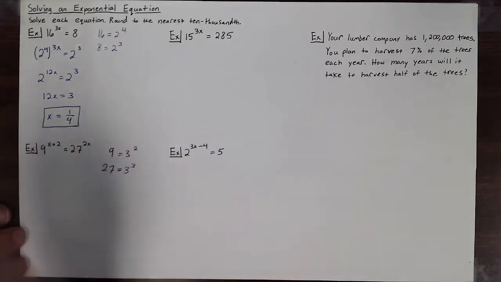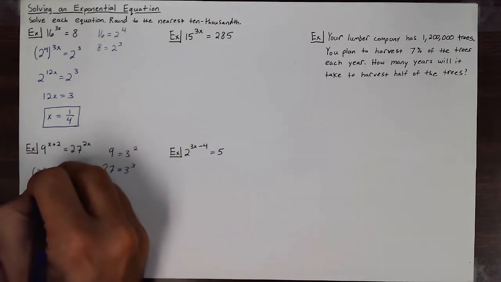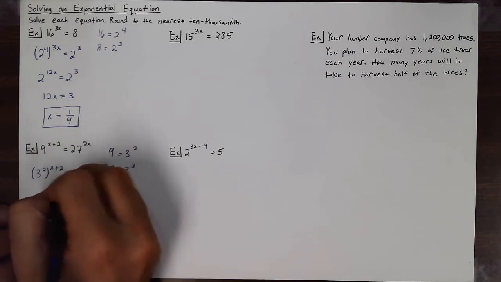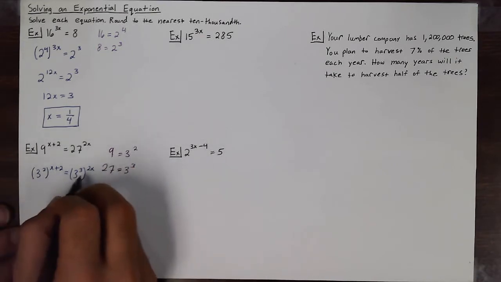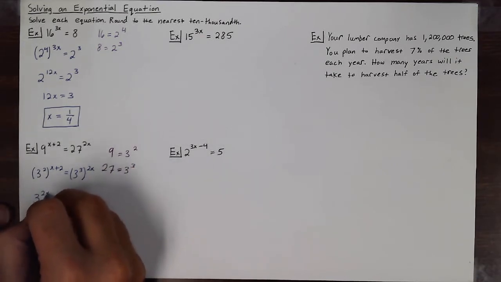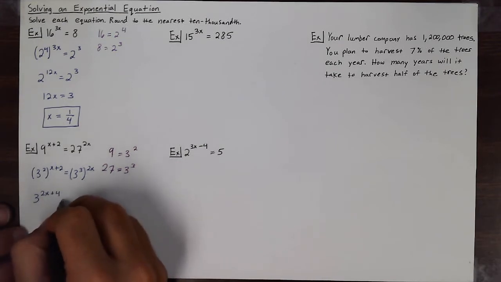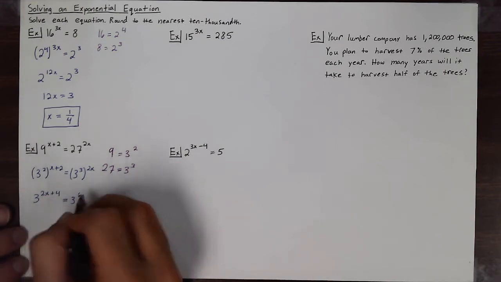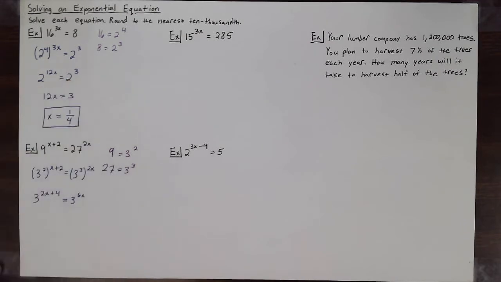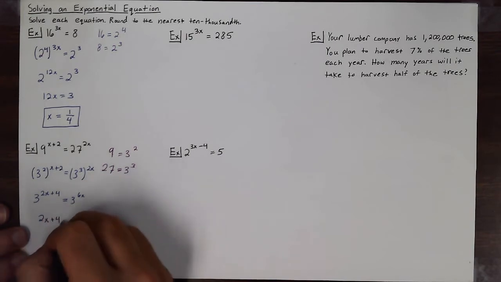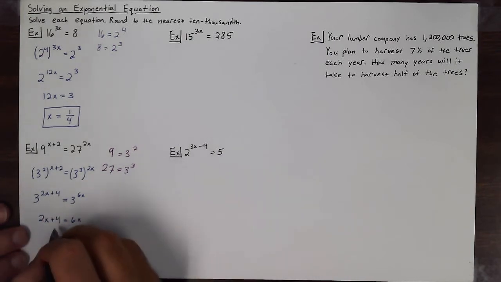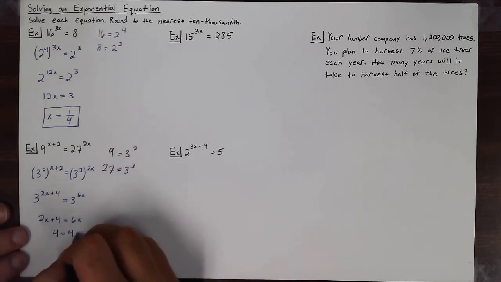So I go back to my equation, rewrite 9 as 3 squared to the x plus 2 is equal to 3 cubed to the 2x. Multiplying those exponents out gives me 3 to the 2x plus 4 equals 3 to the 6x. Now that they have a common base, just like before, I can set those powers equal to each other. That gives me 2x plus 4 is equal to 6x. I can subtract 2x, giving me 4 is equal to 4x, and x is just equal to 1.